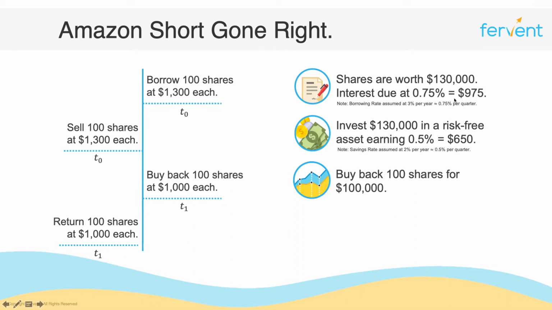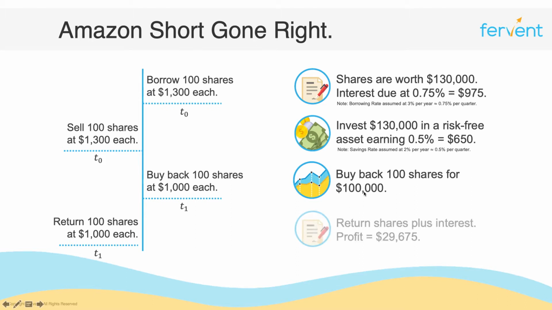Now recall that we borrowed shares worth $130K, we sold them, so we received $130,000 in cash, which we invested in the risk-free security, and then 3 months down the line we took the funds, plus any interest, and used the funds to buy back these 100 shares at the new lower market price of 100 grand.